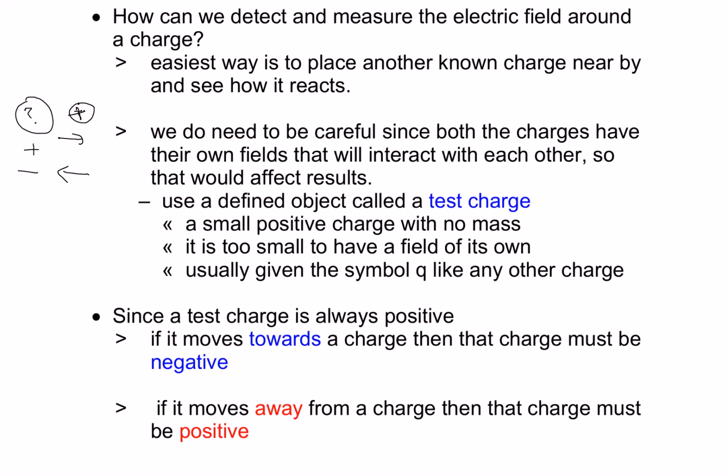So our test charge, we usually use Q, just like any other charge. But now we decide what's going on. So if we say we have a positive source and we put our positive test charge nearby, then we know that it's going to move away. So we know that the original was positive, the test charge moves away. If our original was negative, we know our test charge is going to attract. And I actually have these backwards. So that one is that one, and the first diagram is the bottom one. So if it moves towards a test charge, it has to be negative. If it moves away from a test charge, then the original must be positive.